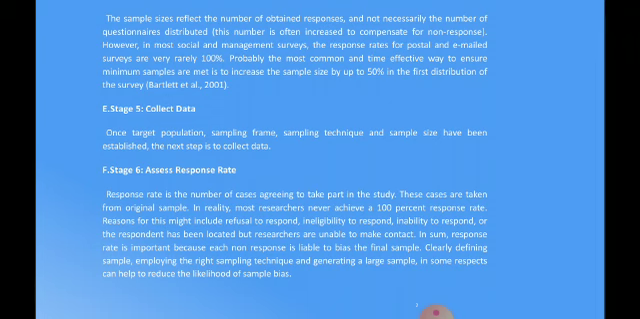In reality, most researchers never achieve a 100% response rate. Reasons for this might include refusal to respond, ineligibility to respond, inability to respond, or the respondent has been located but researchers are unable to make contact. In sum, response rate is important because each non-response is liable to bias the final sample.